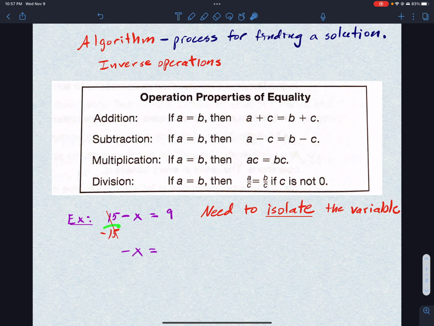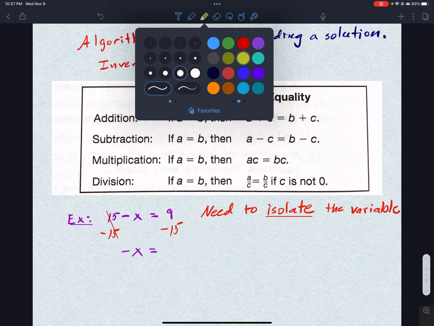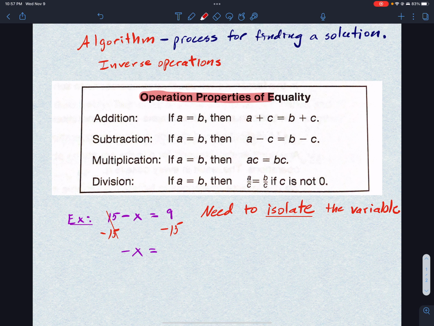So if I subtract 15 over here just because I want to get x more isolated, then I have to subtract 15 from the other side. I have to. That's what we call our properties of equality. So the operation properties of equality say that if I have two things set equal to each other, then if I add something to one side, I have to add it to the other side.